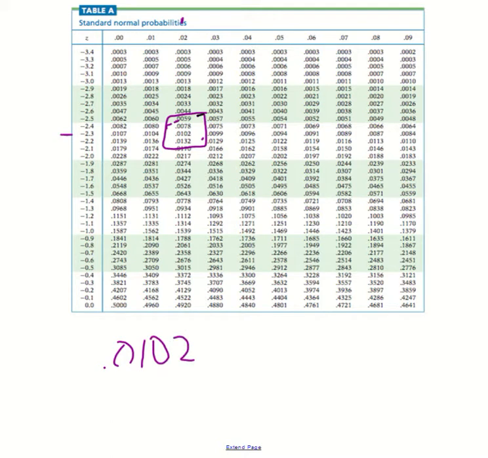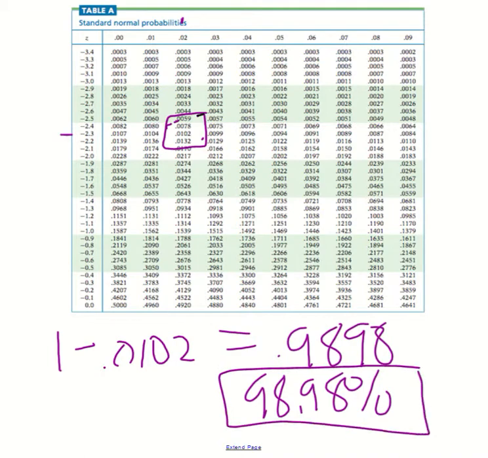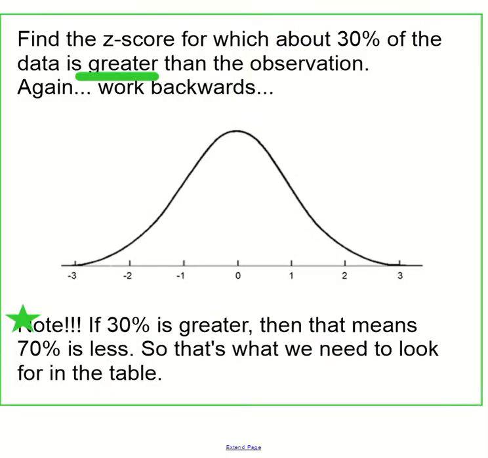At 0.0102. But remember, we want the values above it. So we go 1 minus 0.0102, which gives us 0.9898, so 98.98%.